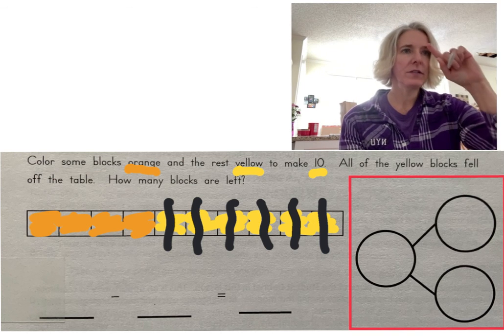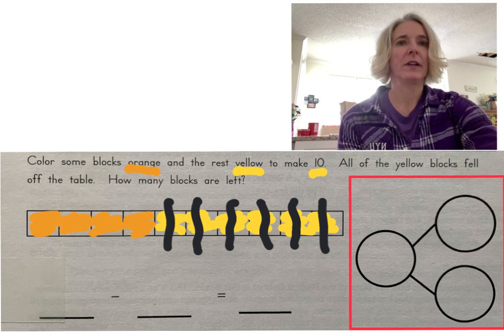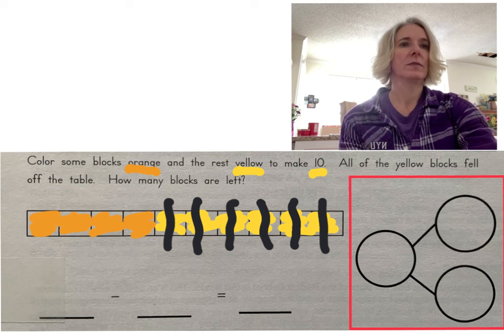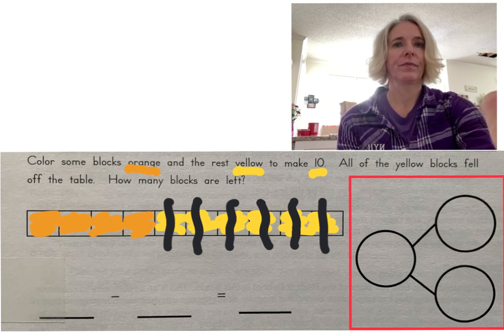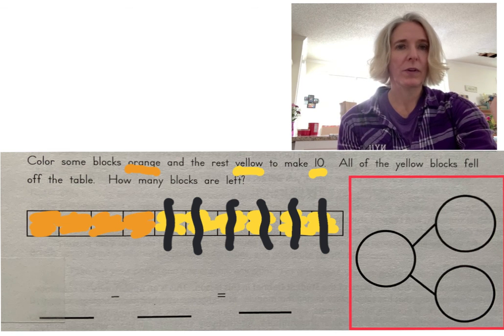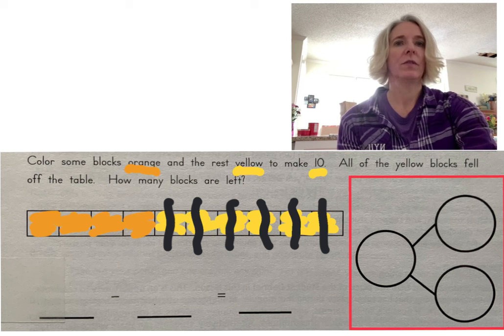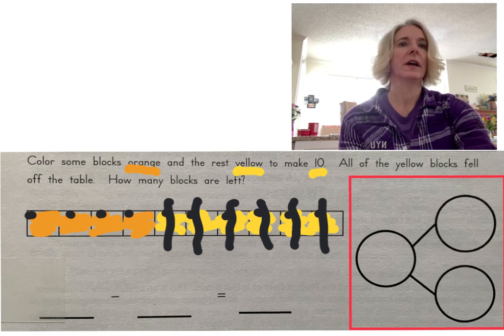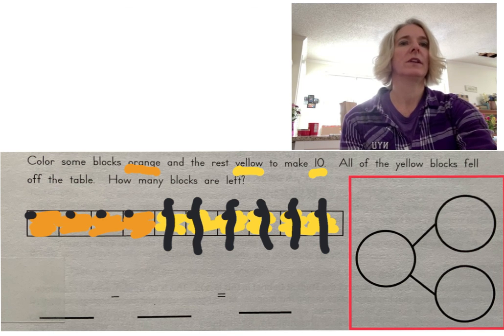Okay, kindergarten, let's do our second part, our number bond. We said that we colored some blocks orange and the rest yellow to make 10. I chose 4 blocks to be orange. 1, 2, 3, 4. And I chose 6 to be yellow. 1, 2, 3, 4, 5, 6. And all of the yellow blocks fell off, which left us with the original 4 orange blocks.